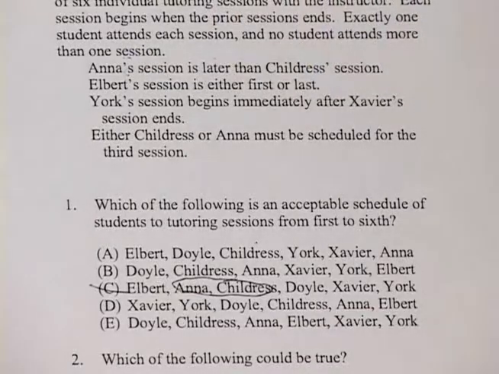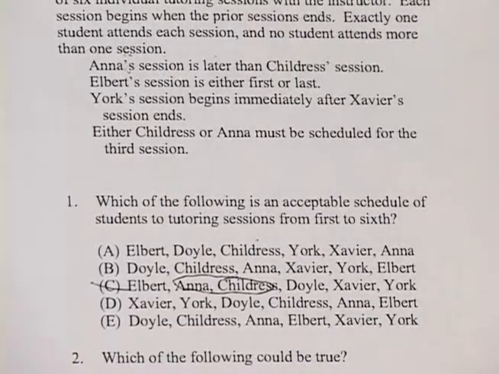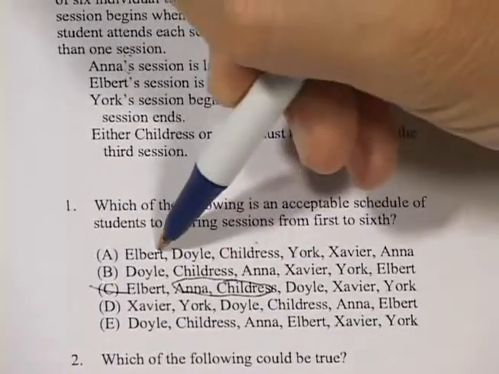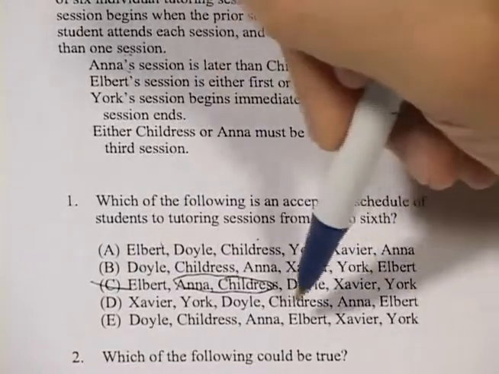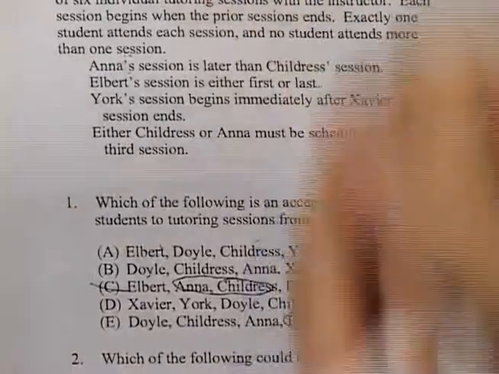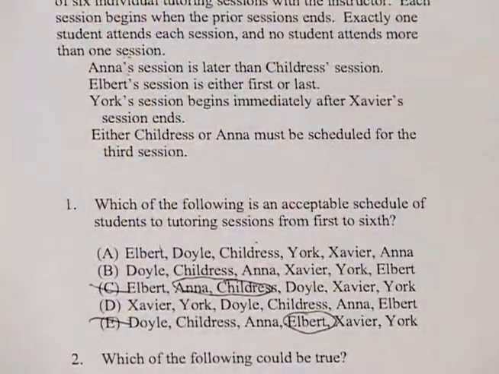Moving on to the second rule, E is either first or last. We want to see E either at the beginning or end of the answer choice. Look at the remaining 4 answer choices. E is first, E is last, E is last, E is somewhere in the middle. So we can cross this one off. Move on to the next rule.